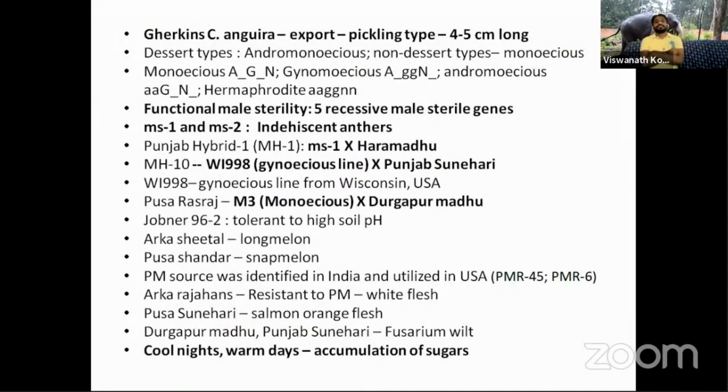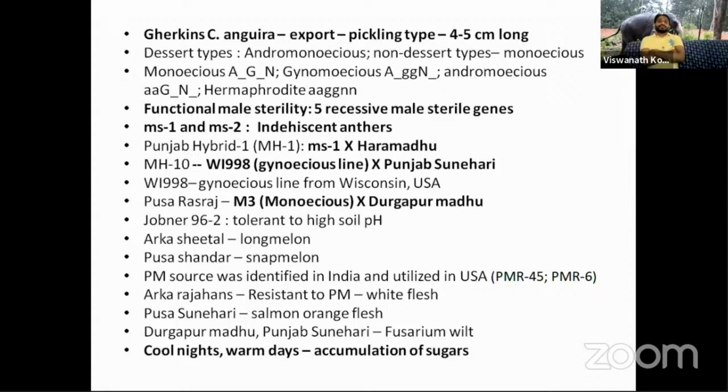And there is another species, Cucumis anguria, commonly known as gherkins. This is a pickling type. The fruit length is only 4 to 5 centimeters. It looks like a cucumber, but the length is very small, 4 to 5 centimeters. Gherkins are exported from India to USA and other countries. So the gherkin's botanical name, Cucumis anguria, you remember, this is also an important one.